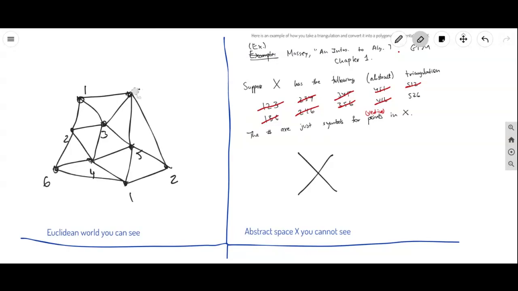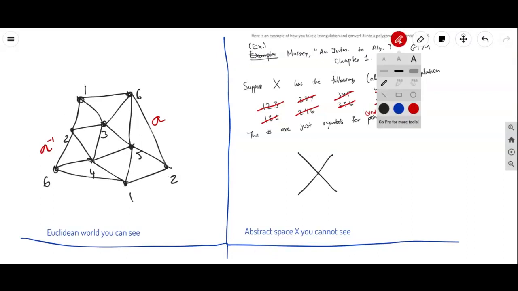So 2 and 6 goes like this, and 2 and 6 goes in the opposite way. So this would mean that if we call this side A, then let's say we use the orientation going counterclockwise. This is A, so this is going backwards. That would therefore be A inverse, this edge 1, 2. I'm sorry, 2, 1. This goes in the correct orientation.